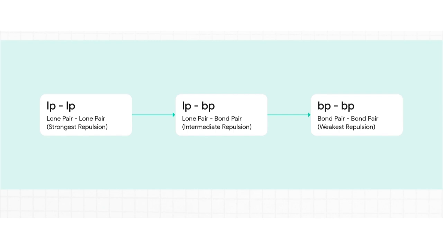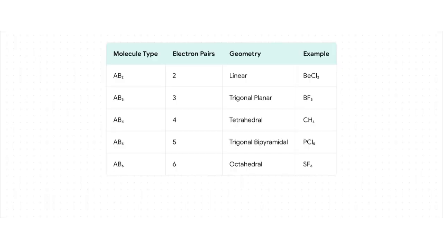Why, you ask? Because a lone pair is only influenced by one nucleus, so it spreads out more. It's more bulky. Remembering this order is absolutely crucial for your exams. Chalo, let's look at a few examples.